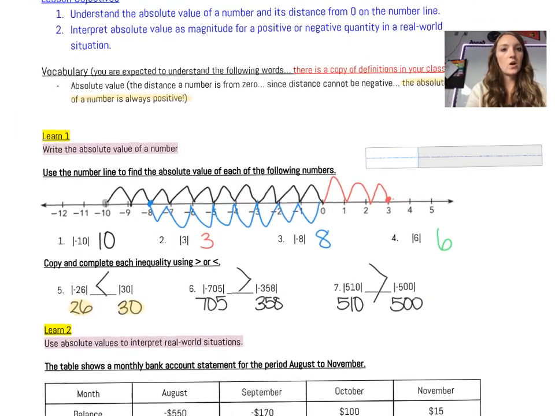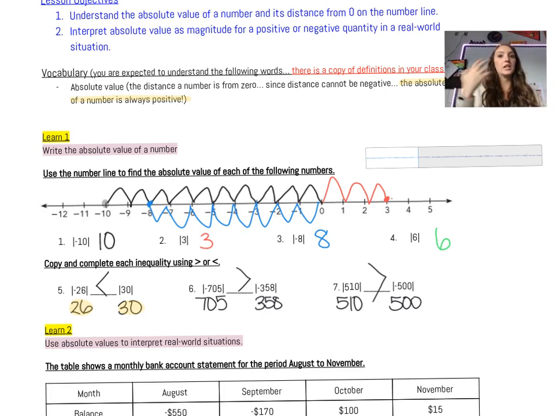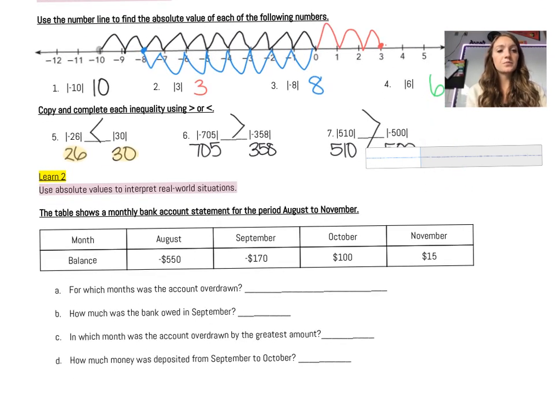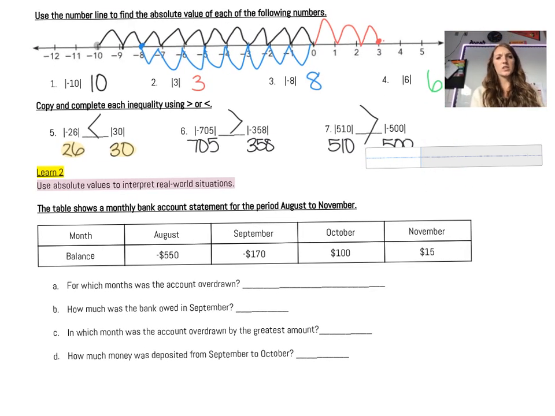Okay, so that's all about the basic understanding of what absolute value is, what it looks like on a number line, and then how we can compare numbers when finding their absolute value. Now we're going to look at how absolute value comes into play when we look at some word problems and more real world, real life situations.